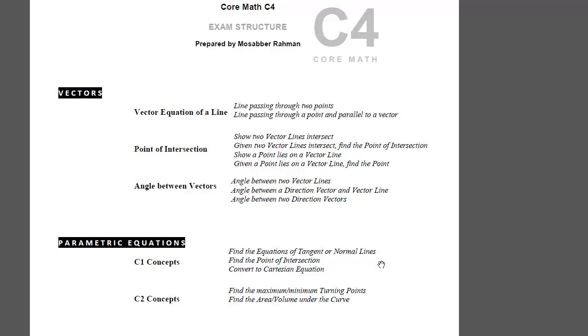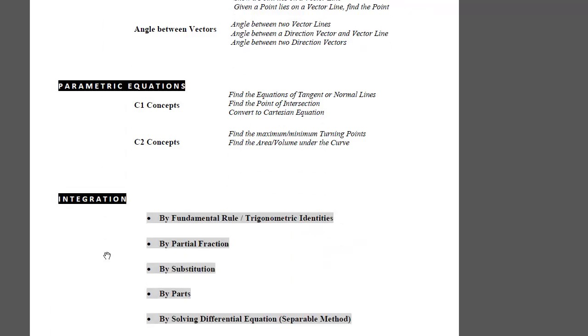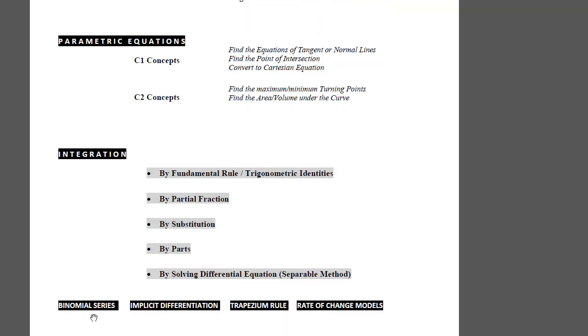There are new topics in C4, and these topics are vectors, parametric equations, although parametric equation is an extension of Cartesian equation, and integration. C4 has lots of integration, and topics from C2, binomial series and trapezium rule, and topic from C3, which is implicit differentiation that has both x and y mixed up, and rates of change. Rate of change is basically an IGCSE concept, but that is also included.